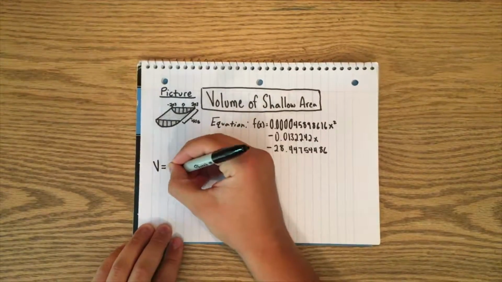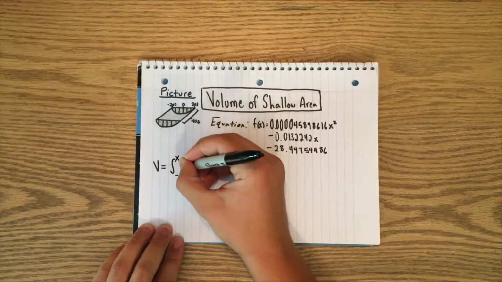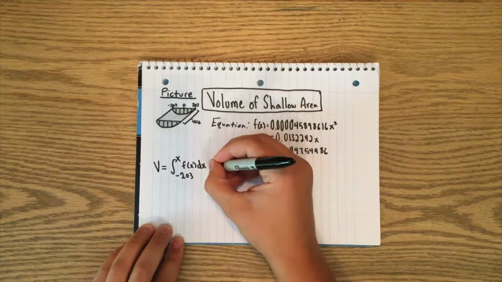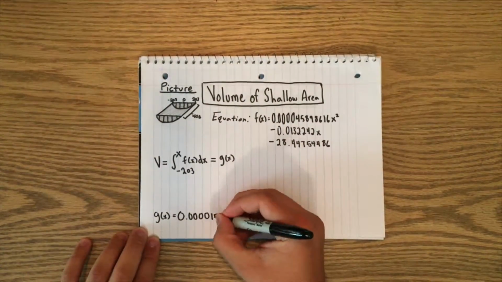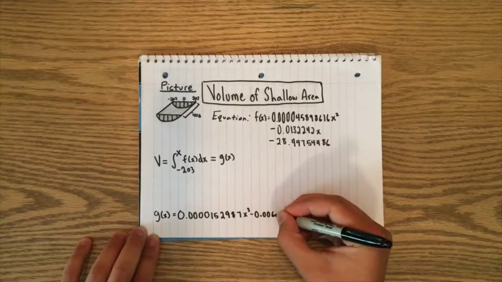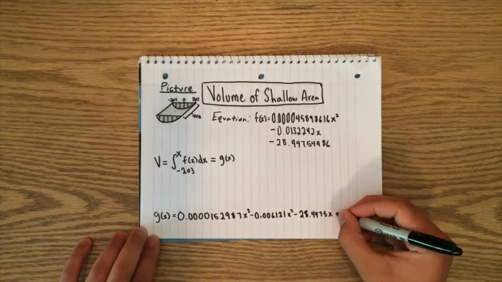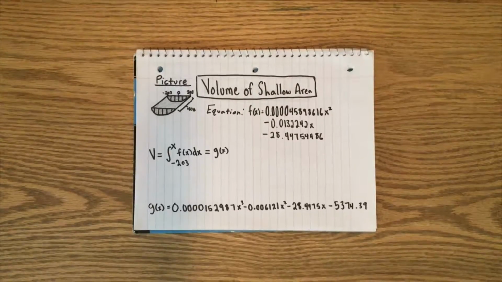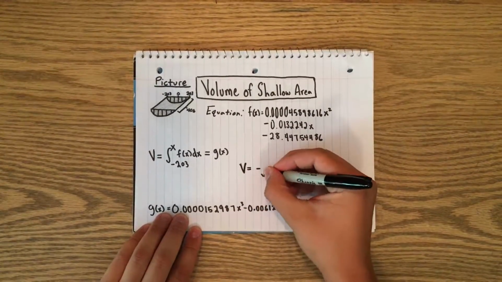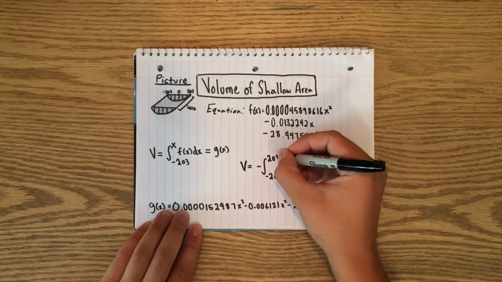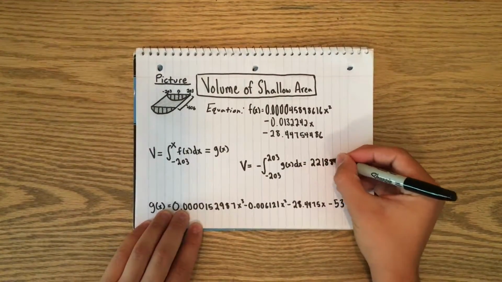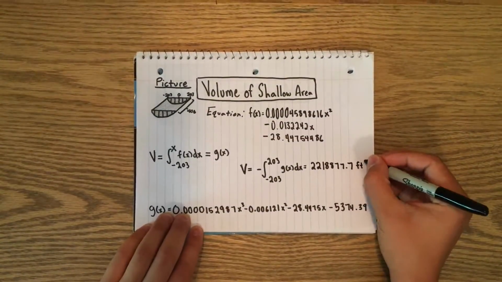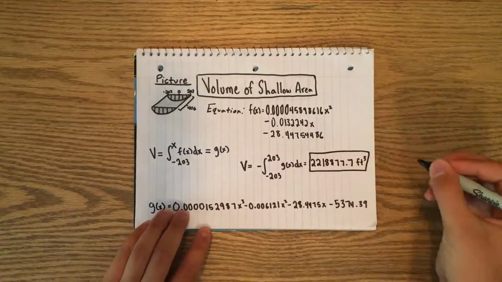So using the equation found through quadratic regression, we plug it into the integral from negative 203 to x of f of x dx, which will give us g of x, which is our integral equation, which we can use to find the volume. In the second integral, which is the integral from negative 203 to positive 203 of g of x dx, which gives us 2,218,877.7 feet cubed.